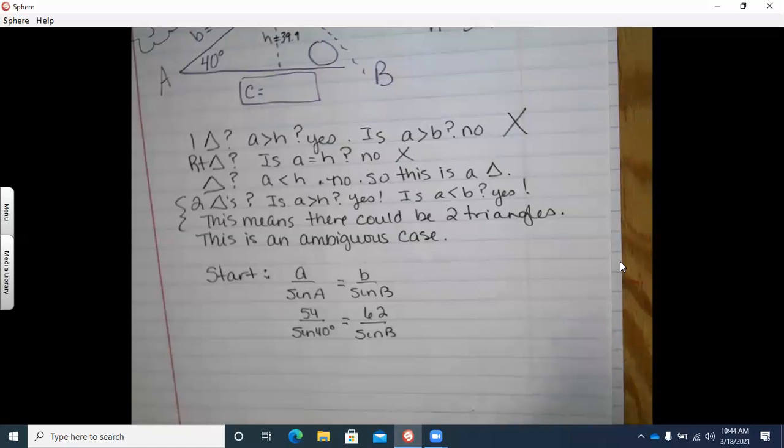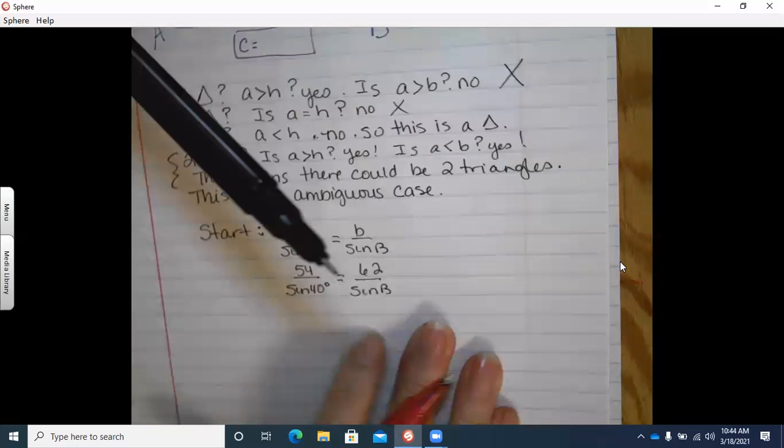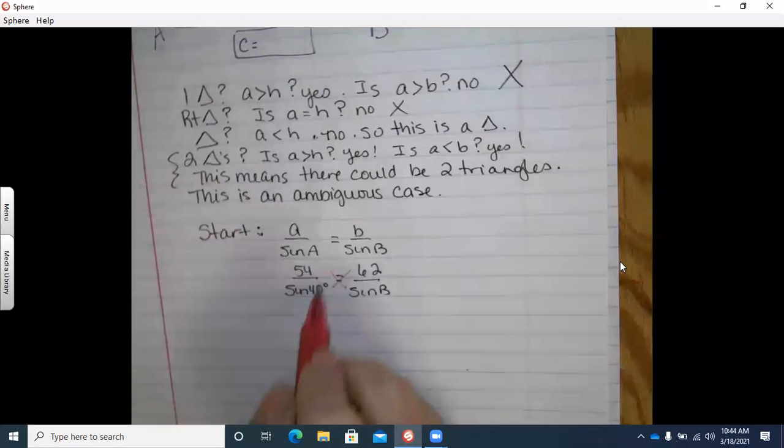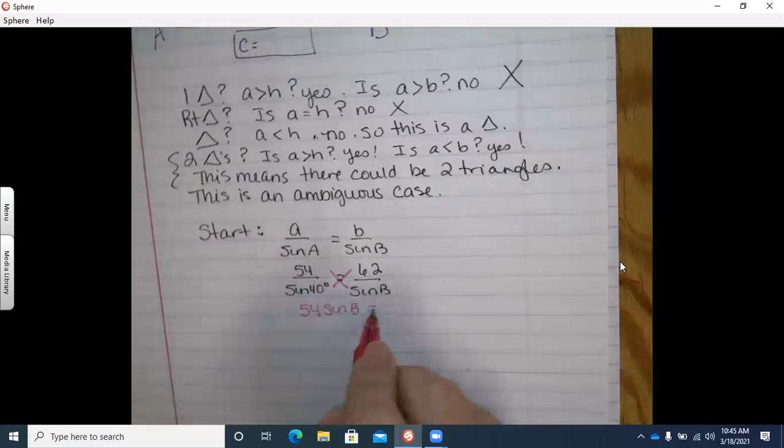Okay. So I could either start solving this by multiplying both sides by the sine of B. I could do that. Or I'm just going to do what I told y'all on the last one. Find the cross product. It doesn't matter which one I do first. I just usually start with the numerator on the left. So 54 times the sine of B equals 62 times the sine of 40 degrees.